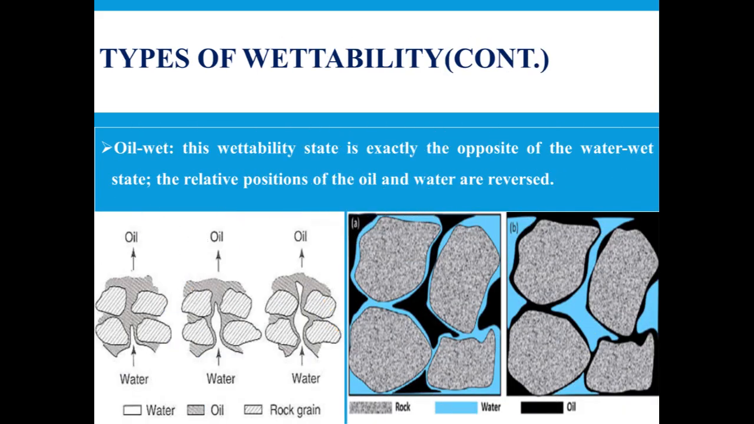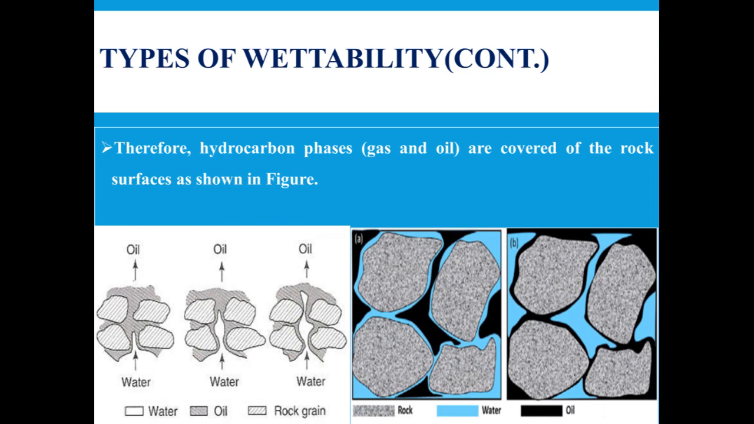Oil wet. This wettability state is exactly the opposite of the water wet state. The relative positions of the oil and water are reversed. Therefore, hydrocarbon phases, gas and oil, cover the rock surfaces as shown in the figure.